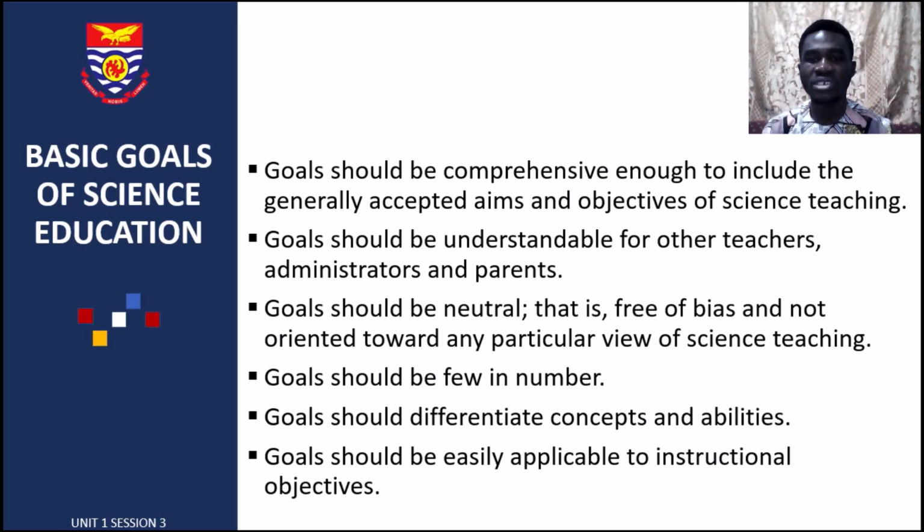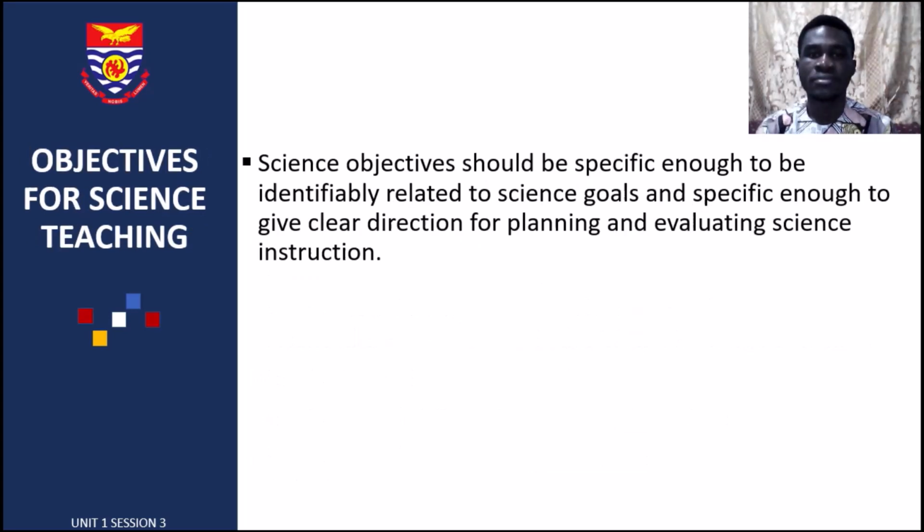And so for science education or for science teaching and learning, the various goals that we present should be able to differentiate between the various concepts and the ability levels of our learning. So, what are the objectives for science teaching? Now, we made mention that objectives are specific and they also depend on goals. And so, because they are specific and they depend on goals, then they should be specific in such a way that they can give the teacher a clear direction for planning and evaluating the science instruction.